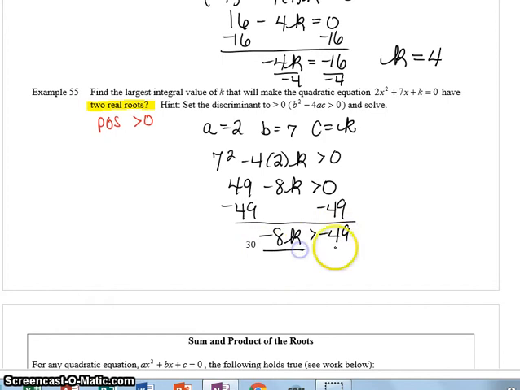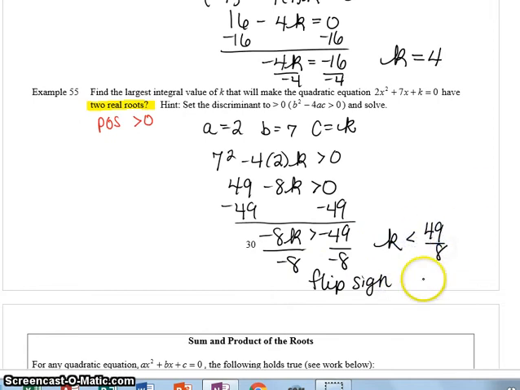Divide both sides by a negative, but again, here we go again. You have to remember to flip your sign because we're dividing by a negative, and you're going to get that k has to be less than 49/8. Now 49/8 is a little hard to look at, so that's approximately 6.125.